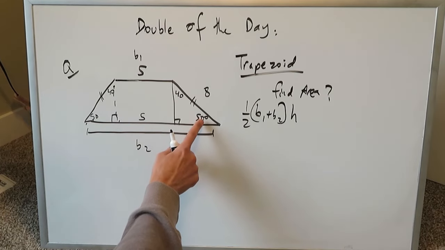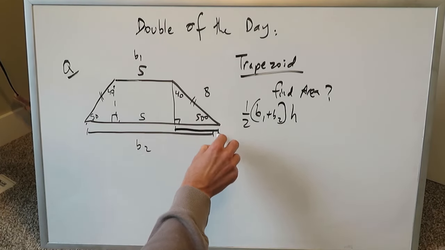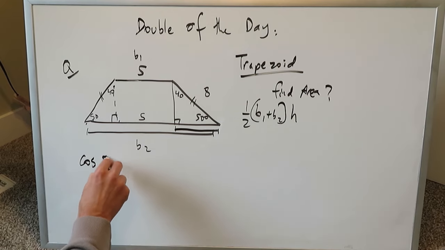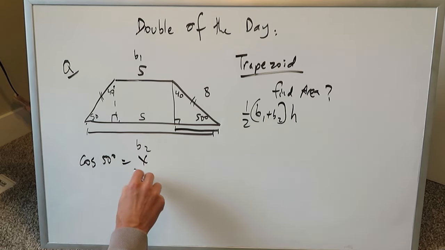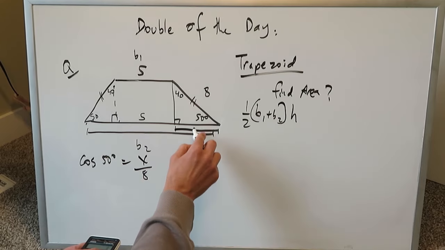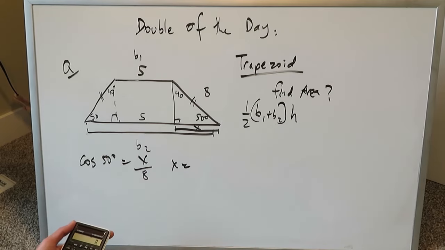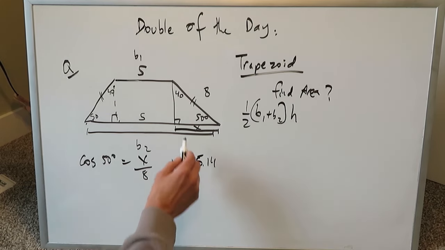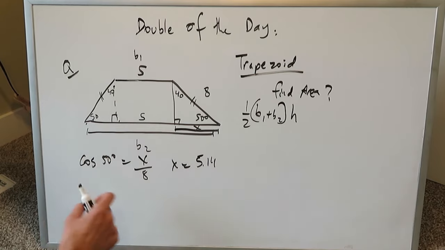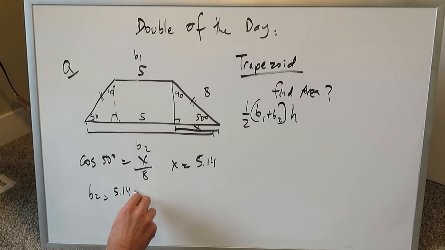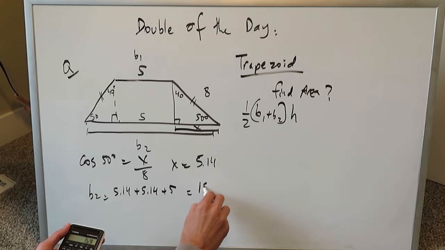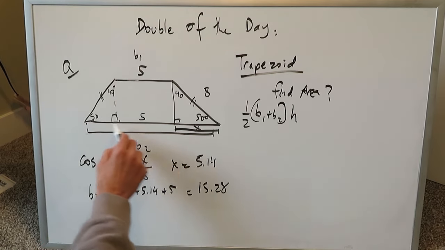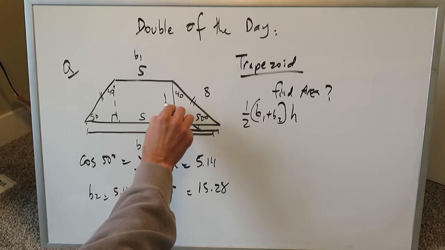So if we have this 50 degrees over here, we want to just determine from here to here, we can use trigonometry. Cosine 50 degrees is equal to adjacent, we'll call this x, over 8, and then x will equal 50 cosine times 8, and that gives me a 5.14. If this right here is 5.14, this right here must be 5.14, and then this right here is 5. We're looking at B2 is equal to 5.14 plus 5.14 plus 5, and that gives us 15.28. So we've determined B2, we know B1, we just have to determine the height now.